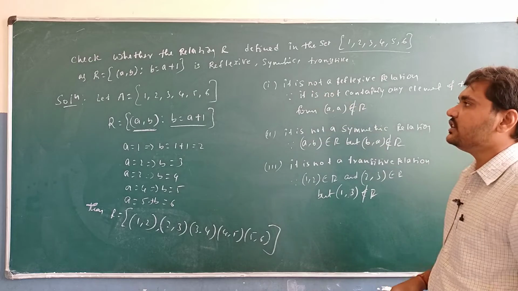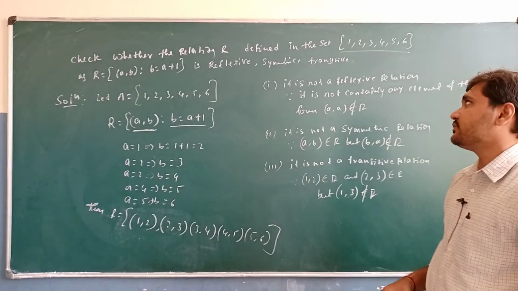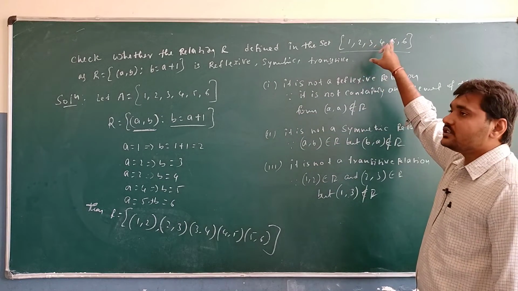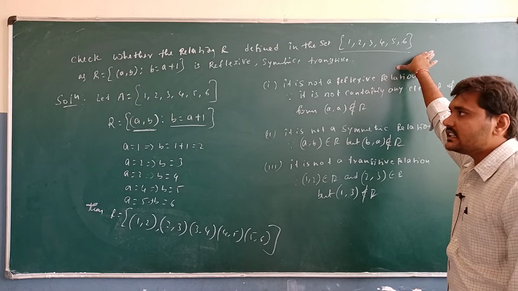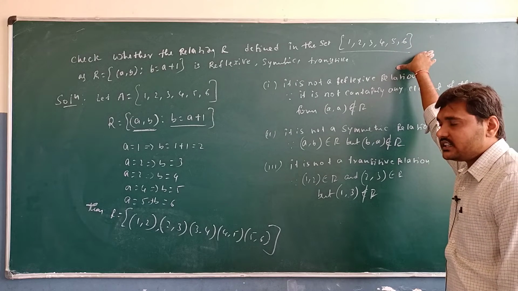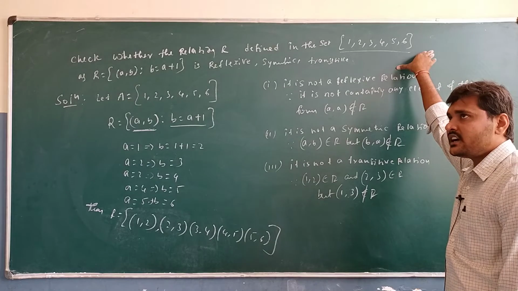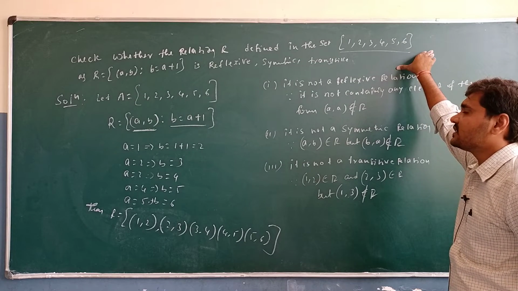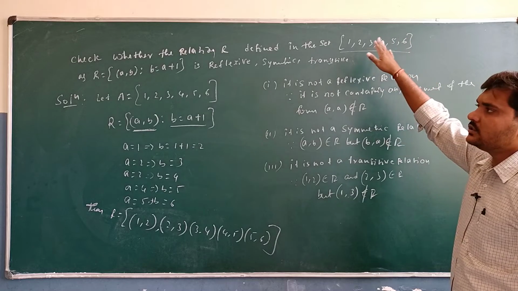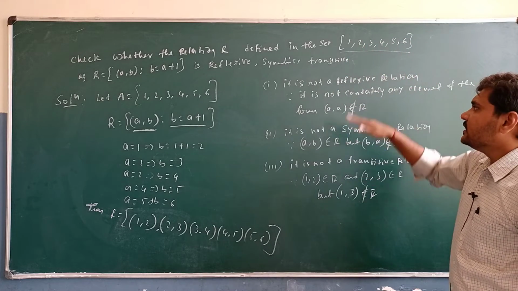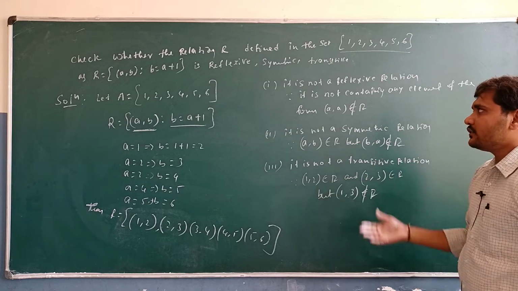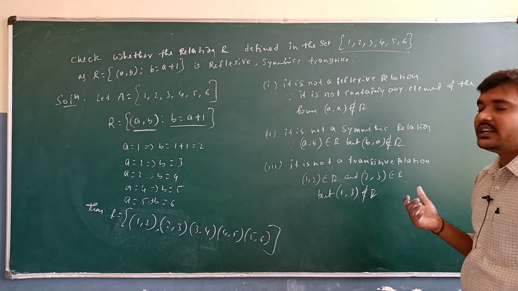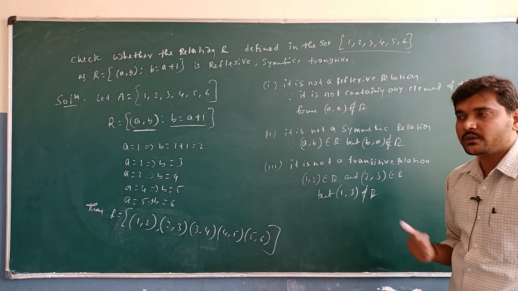Because they have mentioned that we need to check whether the relation R defined on the set {1, 2, 3, 4, 5, 6}, where R is such that (a, b) with b = a + 1, is reflexive, symmetric, and transitive. According to the given set, we have checked that the given relation is not reflexive, not symmetric, and not transitive. Okay, so just pause the video to note it down.